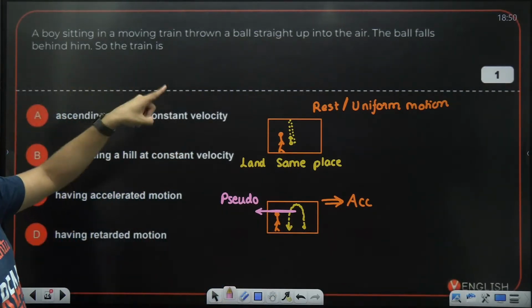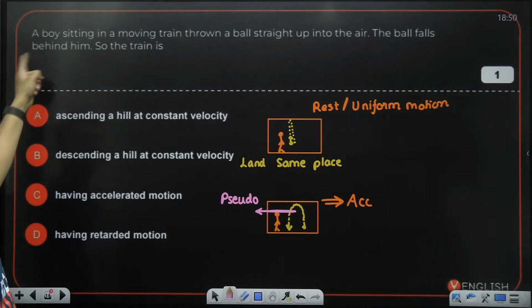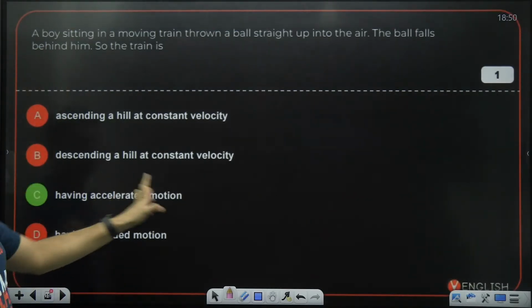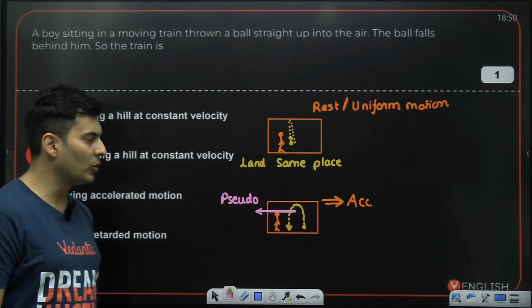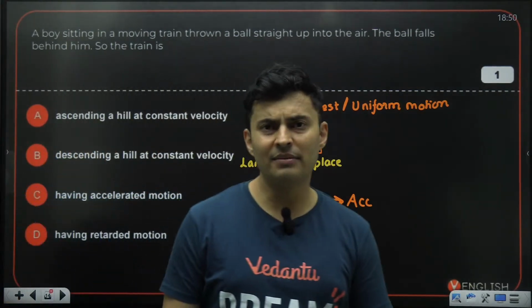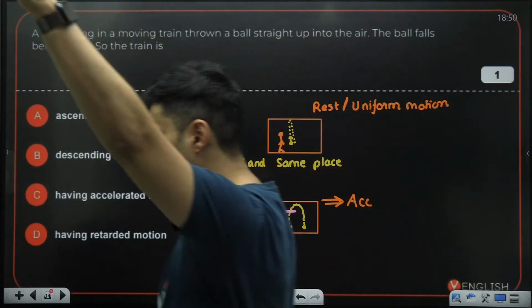So in this particular question, the ball falls behind him. That means the train is having some kind of acceleration. So answer C is the most appropriate answer. Got it, everyone? Give me a thumbs up.